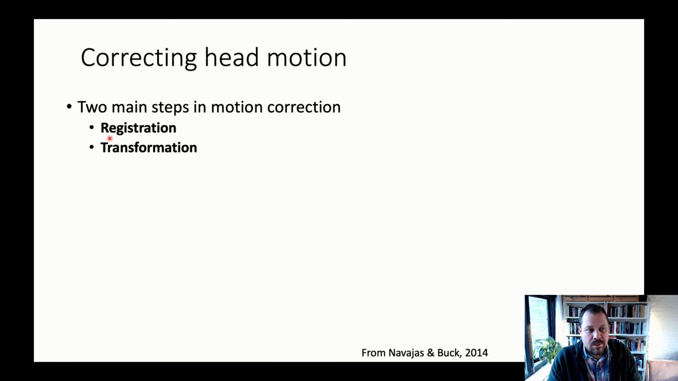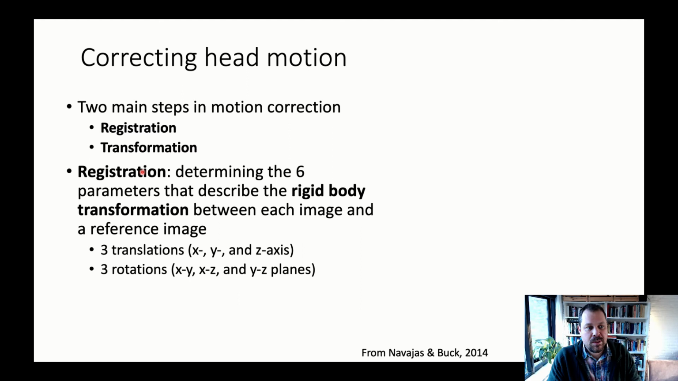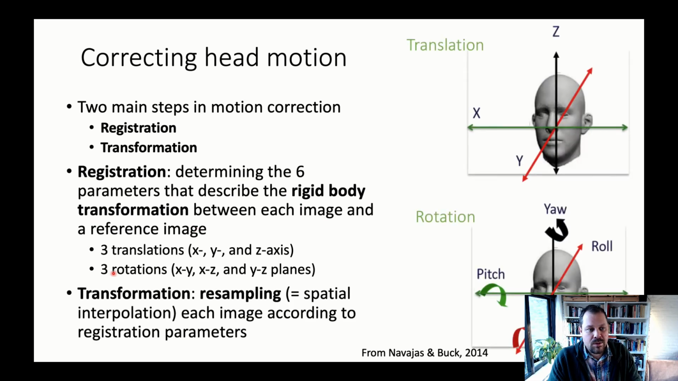Then there are 2 steps. So this is called registration, what I just described, which is just estimating or determining the 6 parameters that describe the rigid body transformations between each image and a reference image. And I mentioned already there are 3 translations in the X, Y, and Z axis, and 3 rotations in the XY, XZ, and YZ planes. So again, we can move in all of these 3 dimensions, and we can also rotate in all of these 3 dimensions, right?